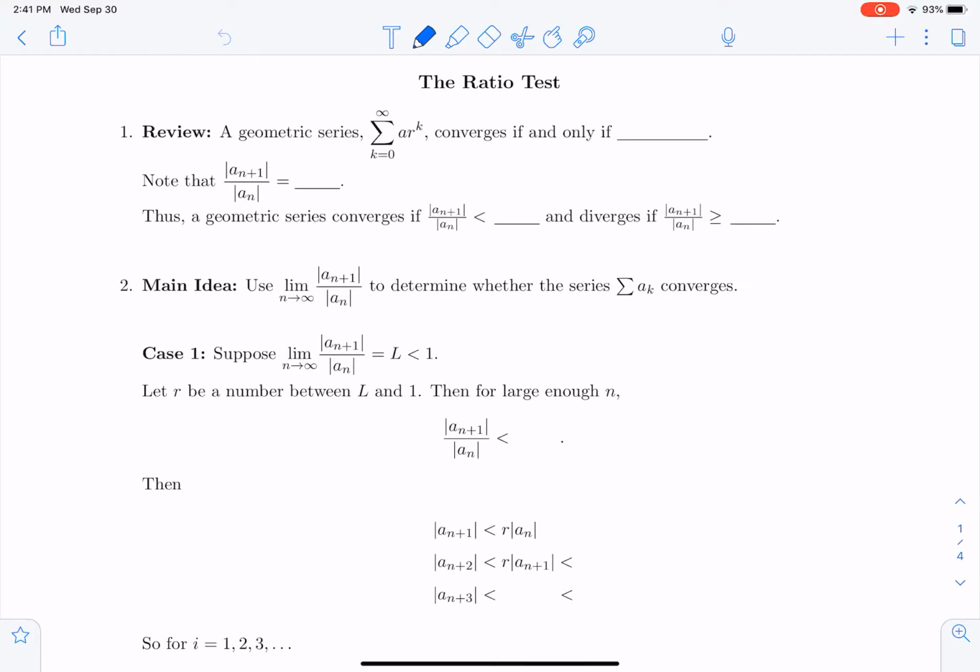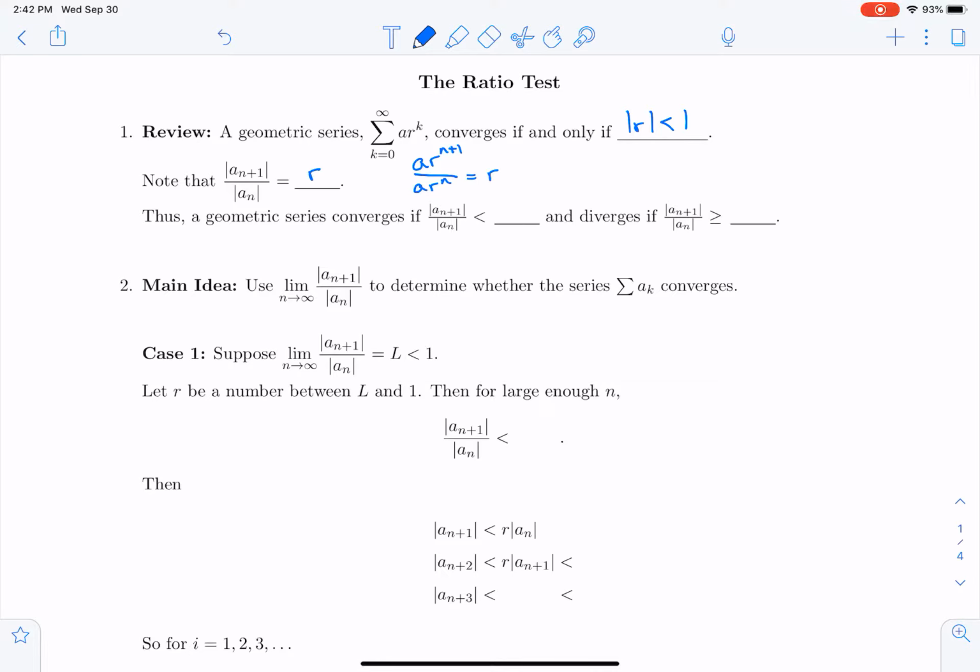So before we do the ratio test, let's review something about geometric series. So we have a geometric series, the sum from k equals 0 to infinity of a times r to the k. And we remember that this series converges if and only if the absolute value of r is less than 1. Now I want you to note that the n plus first term divided by the nth term is actually r. If you take a r to the n plus 1 and divide it by a r to the n, you will get r.